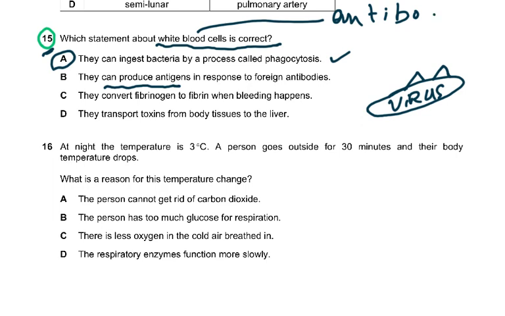Now, what is an antibody? An antibody is a protein which is produced by lymphocytes. So this was the wrong answer. Then, they convert fibrinogen to fibrin. That's the function of the platelets. That is not the function of the white blood cell, and here it is saying white blood cell. Then, they transport toxins from the body tissues to the liver. No, I'm sure that doesn't happen. Transporting toxins from the body tissues to the liver is not possible for white blood cells to do. So that is why this is wrong.